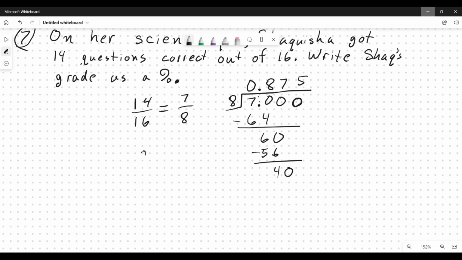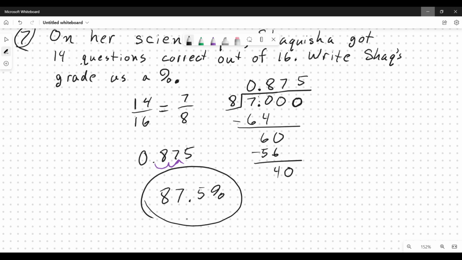So 0.875. We need to now convert to a percent. So what are we going to do? Move the decimal twice. She made an 87.5%. Is that how you grade ours? Yes, but the questions I give you are almost never just 1 point apiece. So a question might be 7 points, 8 points, whatever.